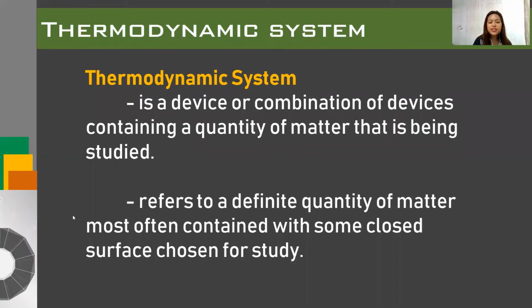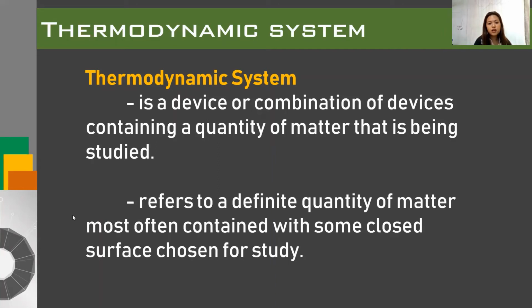A thermodynamic system is a device or combination of devices containing a quantity of matter that is being studied. Another definition is that it refers to a definite quantity of matter, most often contained within some closed surface chosen for study. Before we go deeper into the discussion on thermodynamic systems, we should first define the control volume, since it is one of the requirements for identifying what system we are referring to. Because we need to have a closed surface that is chosen for the study.